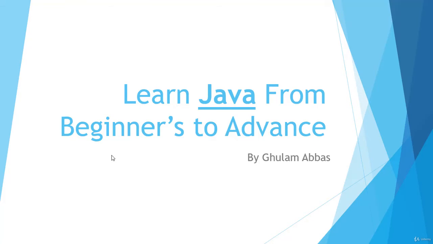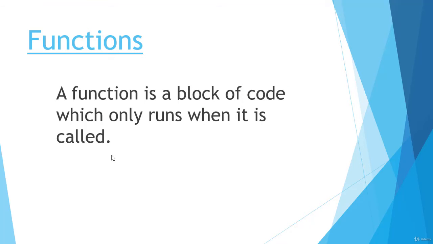Hello and welcome back to this course. Today in this video we are going to discuss functions or methods. So what is a function? A function is a block of code which only runs when it is called. A function is a separate piece of code that we write in a separate block, and whenever we need that block we just call it and all the lines in that block are executed. This is called a function.